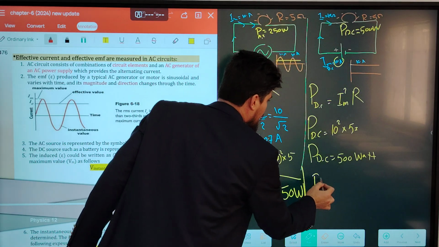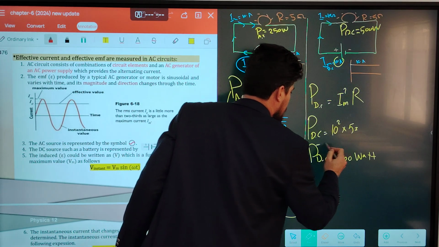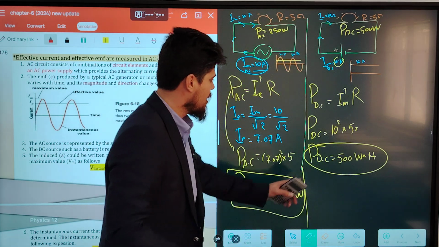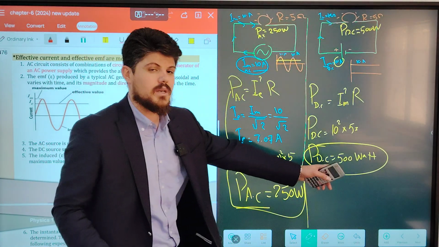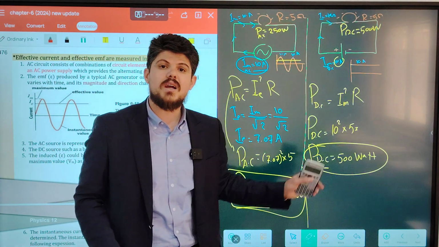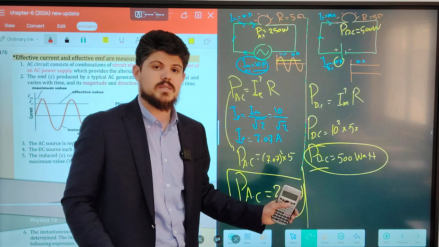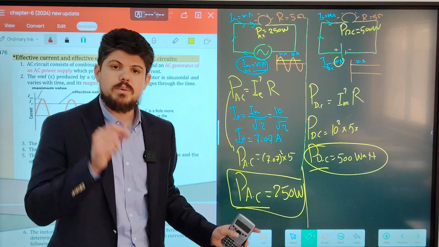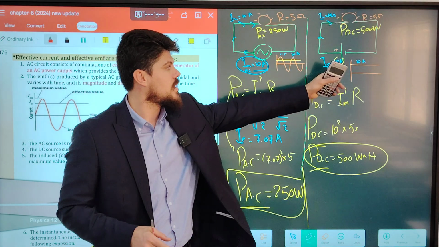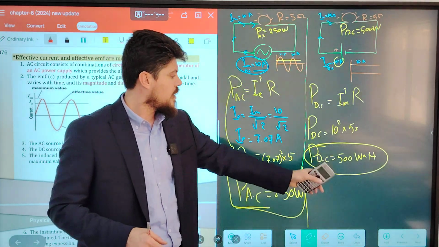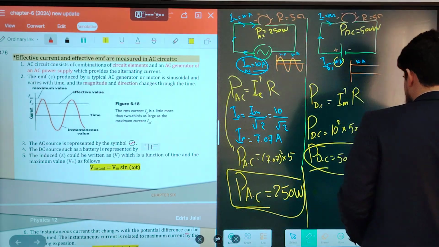Guys, power in DC, I solved it: 500. Which one is bigger, power in DC or power in AC? Absolutely power in DC. Power DC is 500 watt, but power in AC is 250 watt. Which one is bigger? Power in DC. By which factor? Factor 2. Power dissipation in DC with the same value of maximum current in both AC and DC is twice the power in an AC circuit.